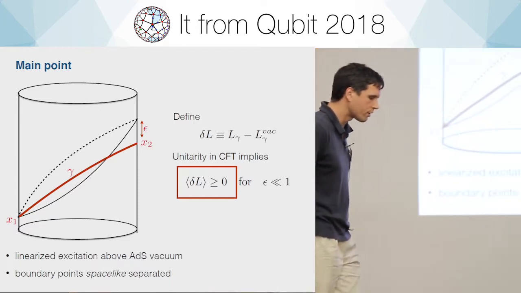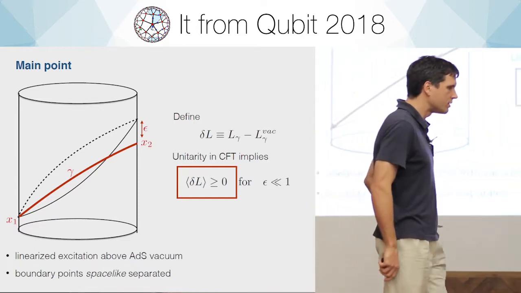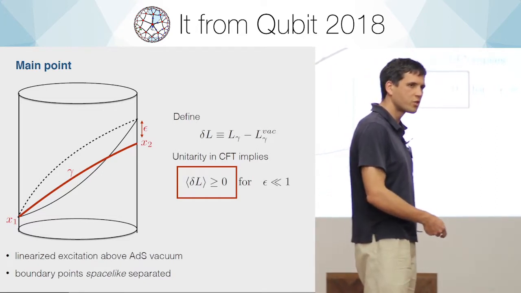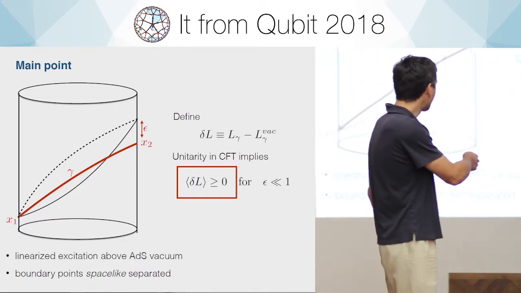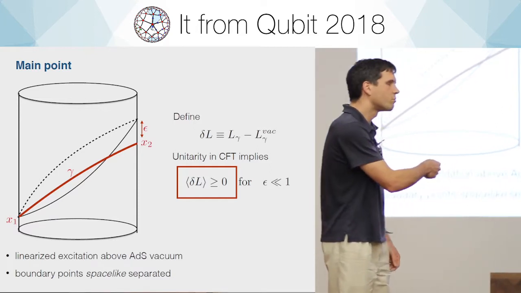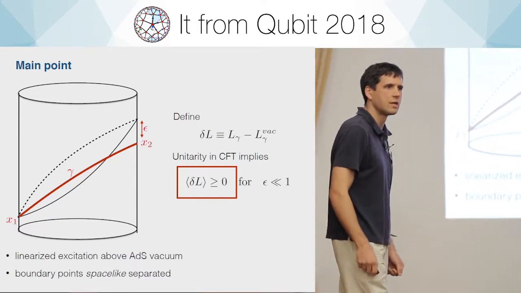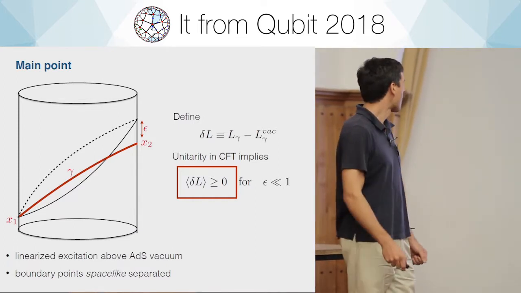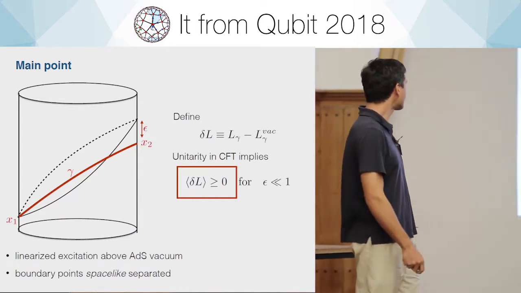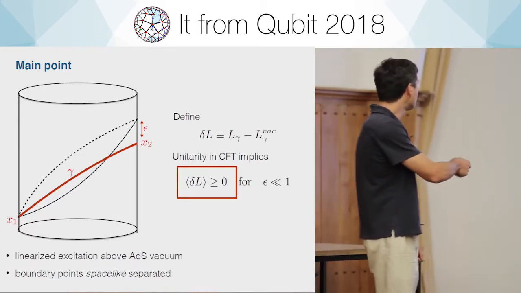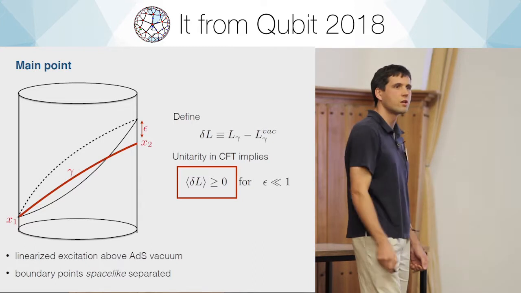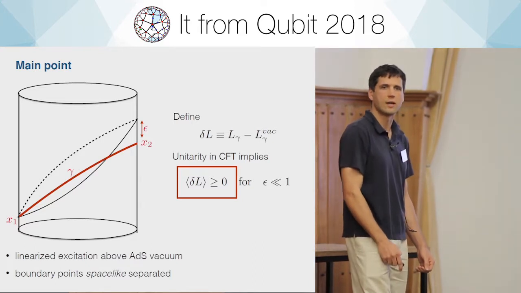So by unitarity, I mean unitarity in the CFT or reflection positivity, they're the same. Eventually, I'm going to express this delta L using a sum rule in terms of manifestly positive CFT data, squares of things. OK, so that's the statement. It's a statement about these space-like lengths, and that perturbations can only increase these space-like lengths.